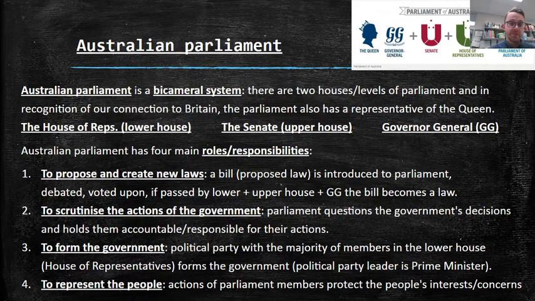So a bill is proposed by a Parliament member. Anyone can propose a law, a bill. It is debated, it is voted upon, and then if it's passed by the lower and the upper house and the Governor General, the bill becomes a law.